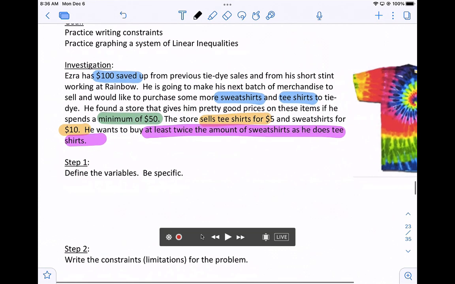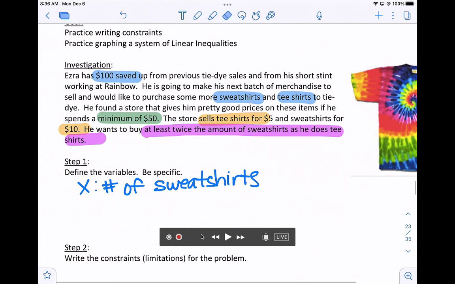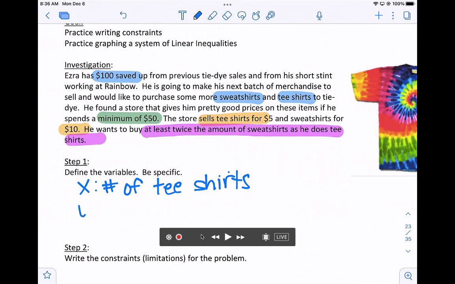First step, define variables. Okay, so we have two things. We have sweatshirts, so I'll say x is the number of sweatshirts. Actually, I'm going to change it because it goes t-shirt, sweatshirt. It doesn't really matter, but I want to make it t-shirts. Let's do x as the number of t-shirts, just so I can keep the order here when I write it. It actually doesn't matter, but here we go. All right, so then that would make y the number of sweatshirts.